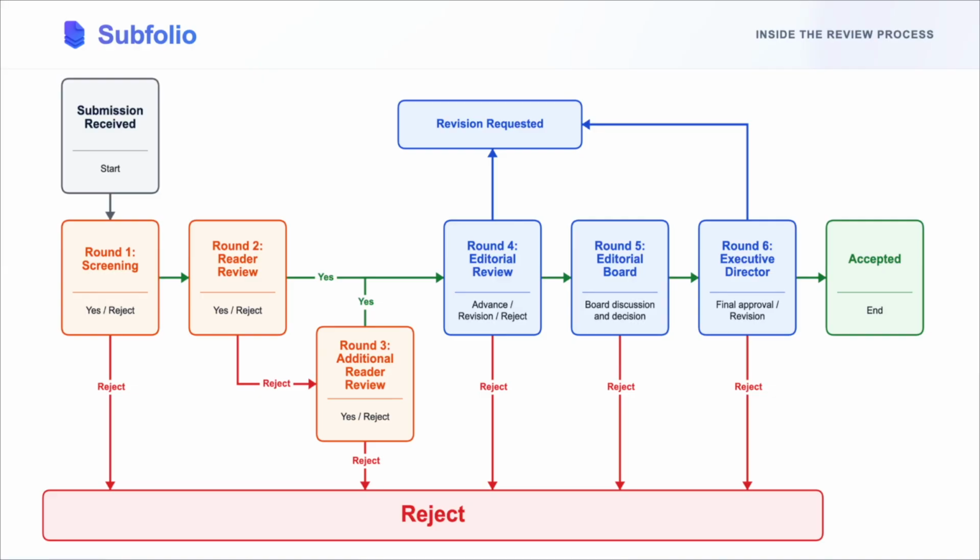Especially in the later editorial review rounds, there are lots of other things happening. For example, conversations with the submitter, or internal conversations, or internal revisions. It's important to note that we're only looking at the review process here and how the submission is moving between different rounds, different people, different votes, etc.